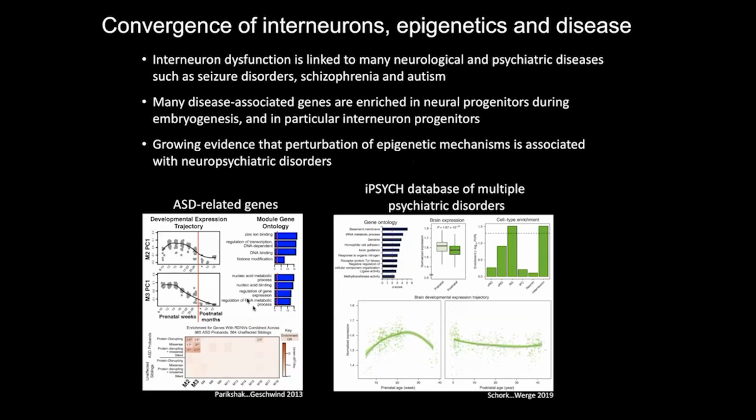Here's a study from a number of years ago where they were looking at autism-related genes, and they found that many autism-related genes were expressed during embryogenesis in the prenatal weeks, and then they went down in the postnatal weeks. Here's another study from a database that has looked at patients with multiple psychiatric disorders. And if you focus over here, many of the genes associated with these disorders are enriched in the radial glial cells, so those cells in the ventricular zone I mentioned before, and in particular in interneuron progenitors.